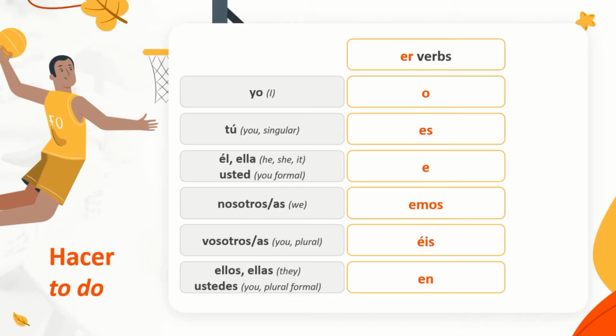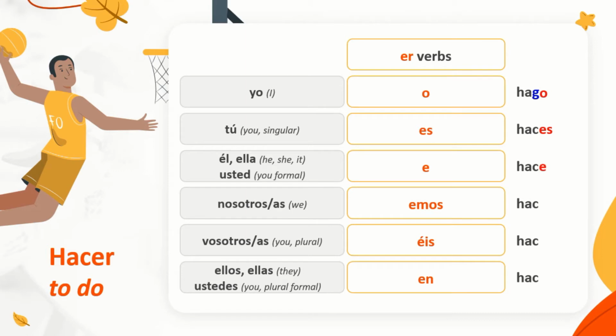As usual, remove the ER from the end. You're left with HAC. For yo, or I, change the C to a G. All the other persons of the verb are now regular. So conjugate with me by adding the correct ER verb endings, which you can see on the table. I do. Hago. You singular do. Haces. He or she does, or you do for usted.